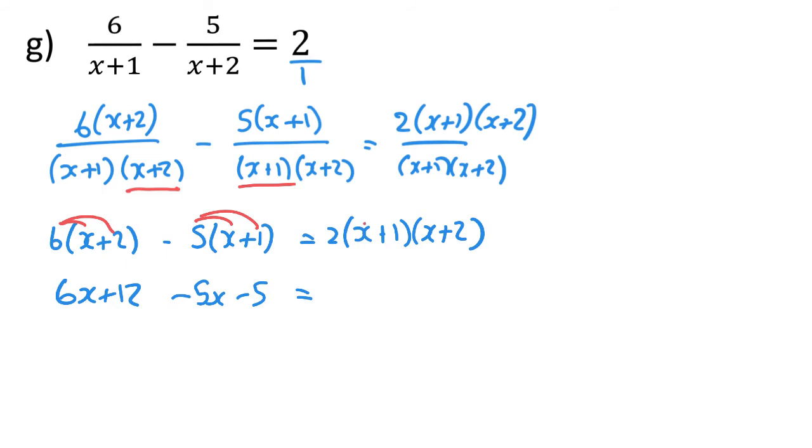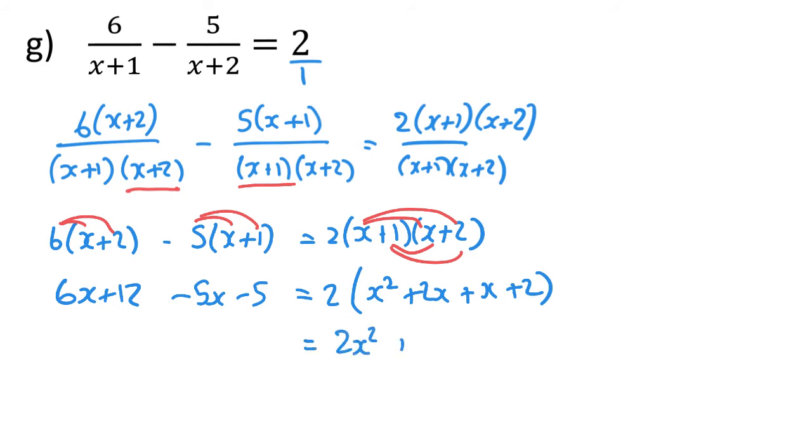So if we do the double brackets first of all, using FOIL, so x times x, and then x times 2, 1 times x, and 1 times 2, we're going to have 2 upon x squared, so x times x is x squared, and x times 2 is 2x, 1 times x is 1x, and then 1 times 2 is 2. And then we can expand that again, the 2 into the bracket, and we'll get 2x squared plus 4x plus 2x plus 4.